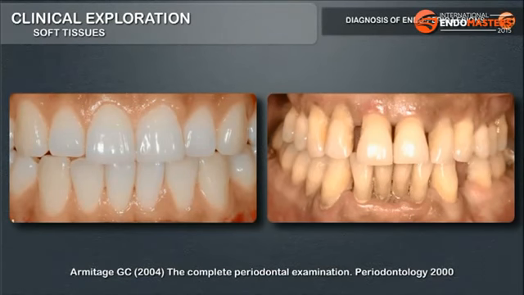Clinical exploration includes a visual examination of soft tissues and hard tissues. Presence or absence of periodontal disease often can be determined in seconds by looking for signs of gingival inflammation. Color, shape, and texture are three important parameters to evaluate. Healthy gingiva is described to be stippled, coral pink, tightly adapted to the underlying tissues and with a scalloped edge configuration. The gingival margin is located at the cemento-enamel junction.